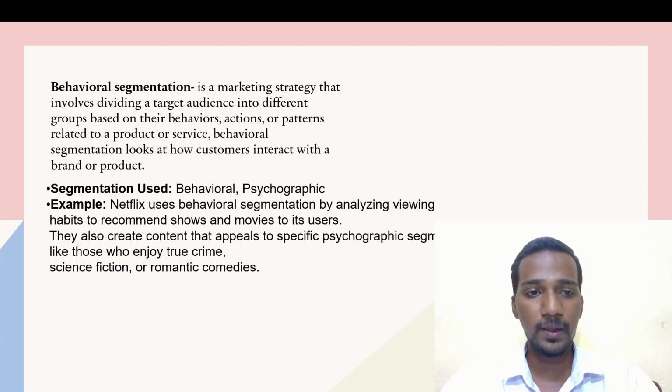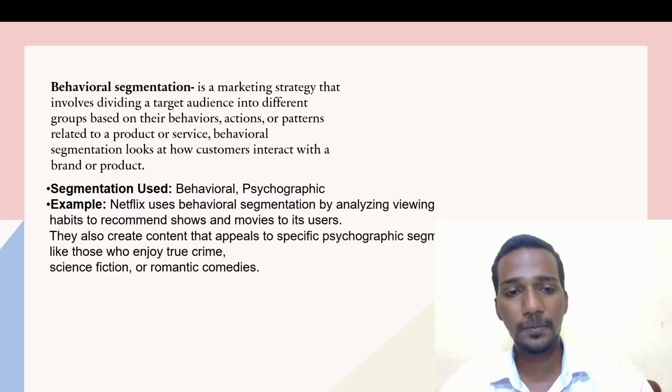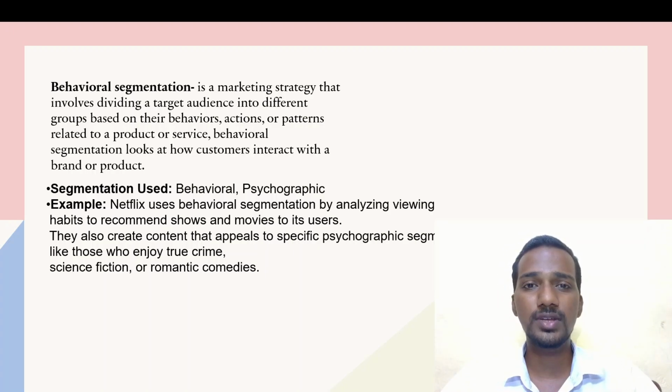Let's see an example. Netflix is a very popular OTT platform, right? When we use Netflix, for example, if we watch only sci-fi movies or action movies, the Netflix algorithm only recommends sci-fi or action movies, because it understands our pattern of watching. We are interested in sci-fi or action, so the algorithm recommends sci-fi or action movies. Like that, companies understand our behavior patterns and recommend according to our needs.